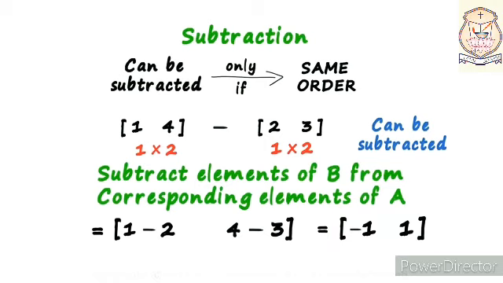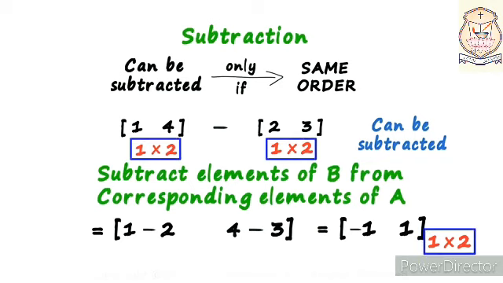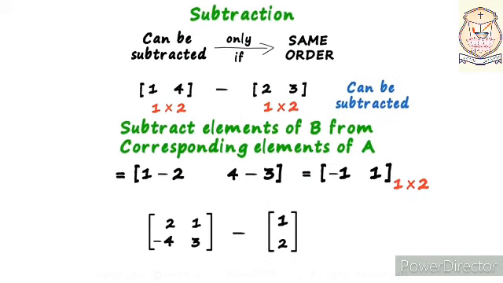Notice that the order of the resulting matrix is also 1 by 2. The order of the resulting matrix will always be the same as the order of the two matrices in question. Let's look at one more question now. Subtract this matrix from this one. Try it out.